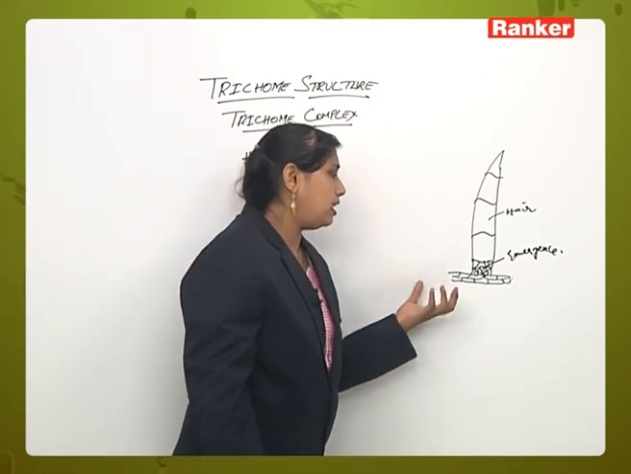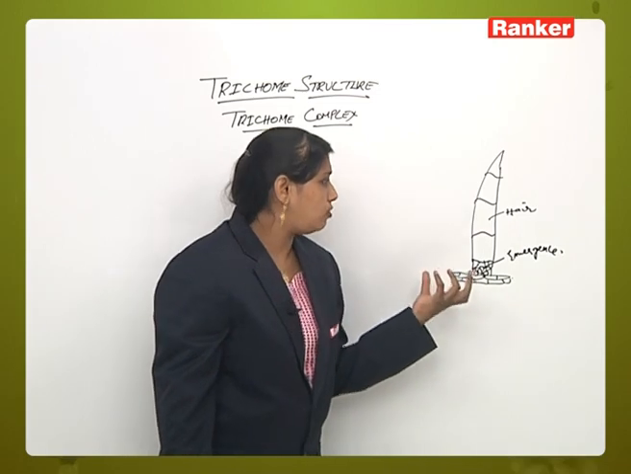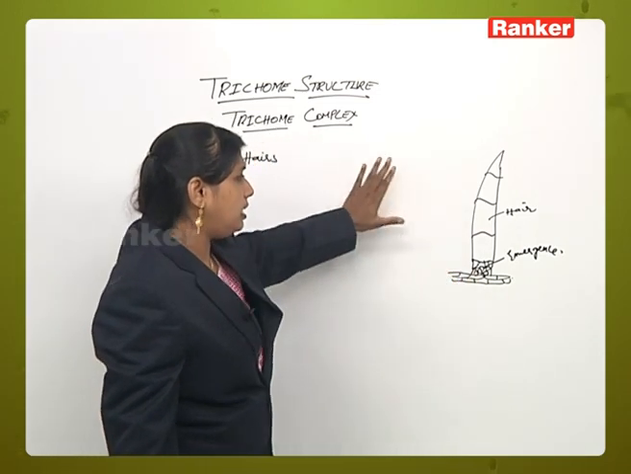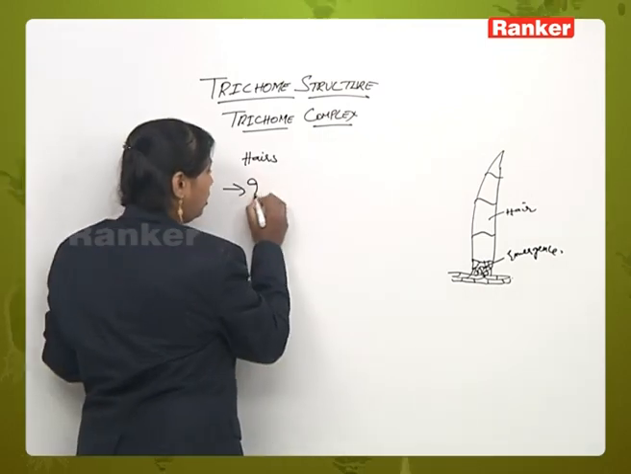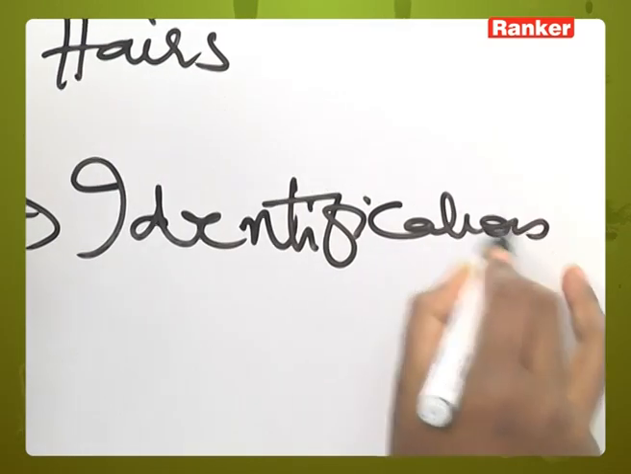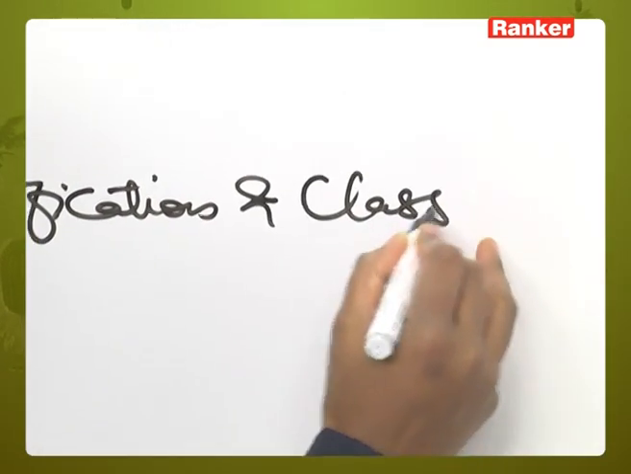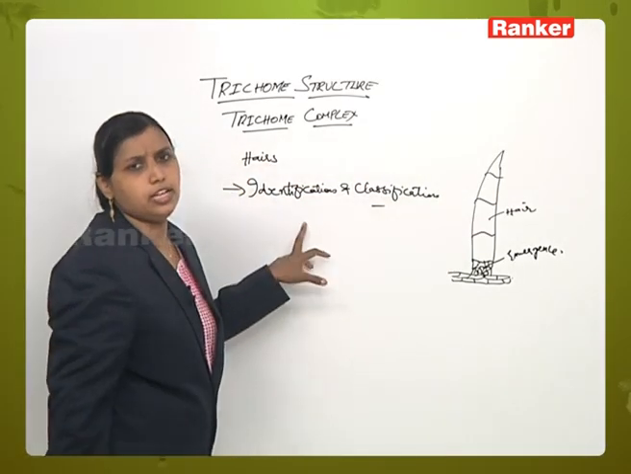The hairs originating from the special trichomes of the epidermis are useful for the identification and classification of many angiospermic plants.